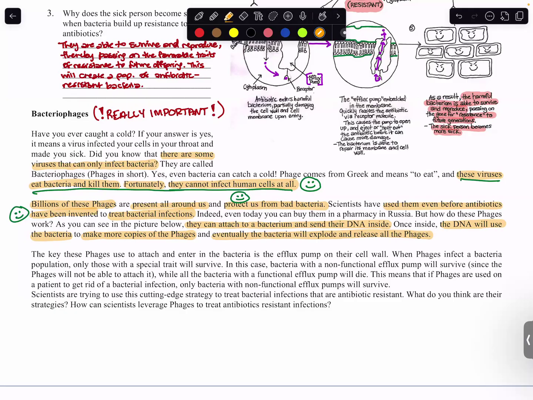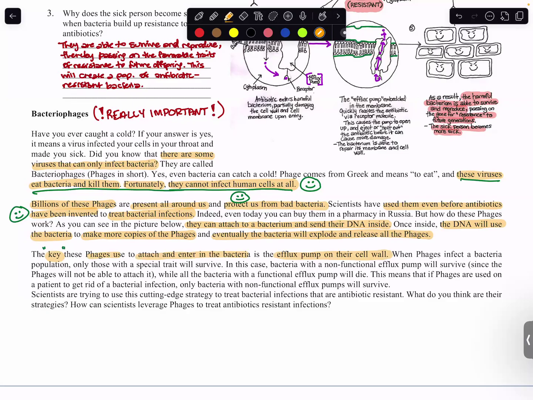And then once it's made as many copies as it can possibly make, it bursts from the bacteria, killing the bacteria. And then all of those other copies that are now replicated go and find more bacteria and do the same thing over and over and over again exponentially. That is fire, as the kids say. It's pretty fire. All right, the key, put that in quotation marks. The key these phages use to attach and enter the bacteria is the efflux pump on their cell wall.